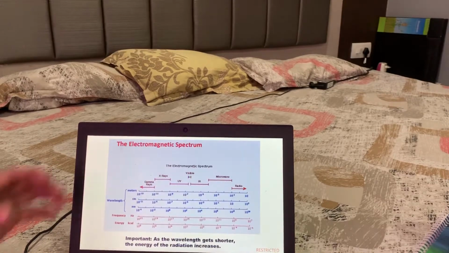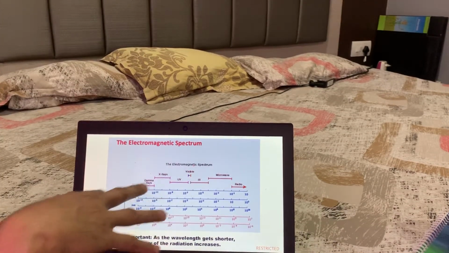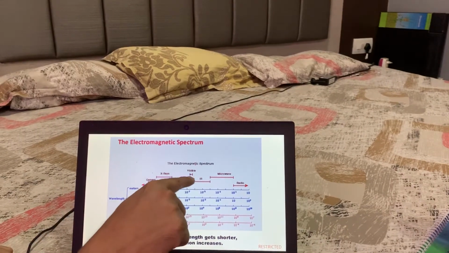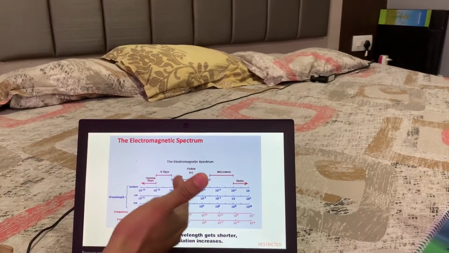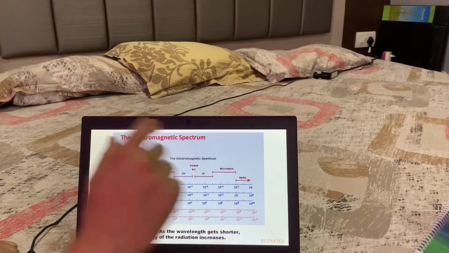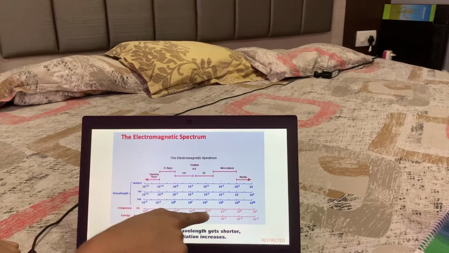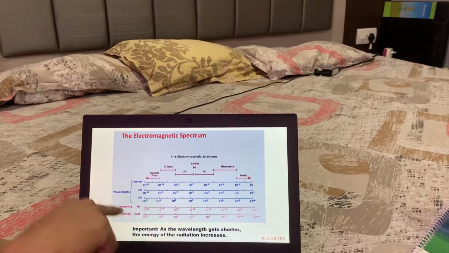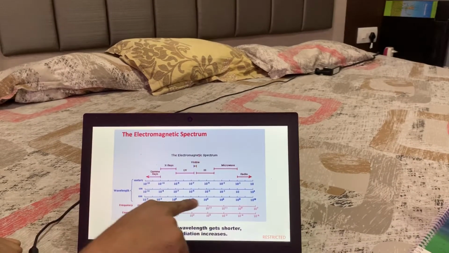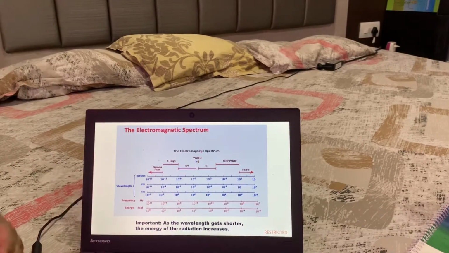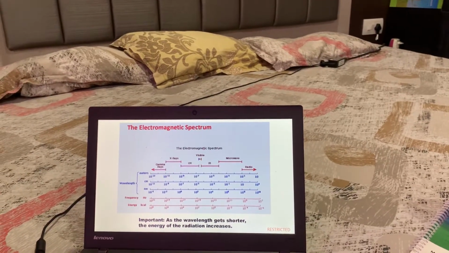We have already discussed these different electromagnetic spectrums. Here, this is the visible range. Before the visible is the UV, X-rays, and gamma rays, and after it the IR and the microwave. As the wavelength increases, the frequency and the energy decrease. It means a lower wavelength has more energy.